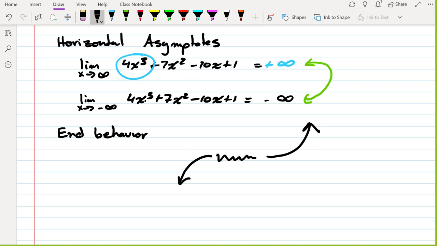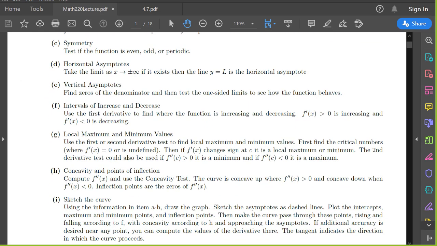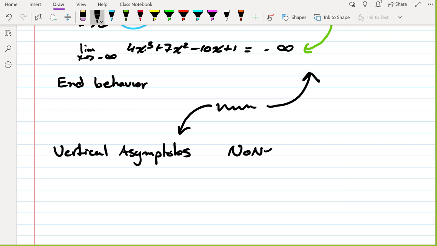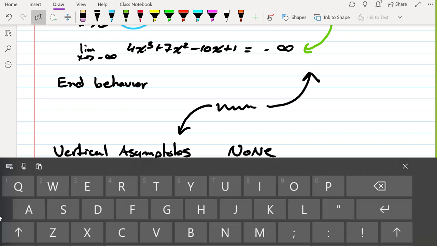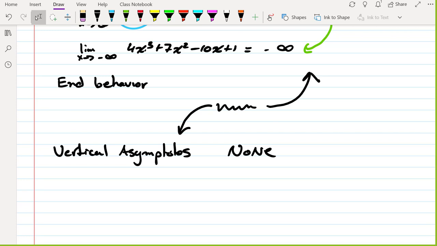All right, so now, next thing on our giant list of things we need to do is find a vertical asymptote. Well, polynomials are not going to have vertical asymptotes because we are never going to divide by 0. So this one has none. We'll normally find our vertical asymptotes on rational functions or on logarithms.